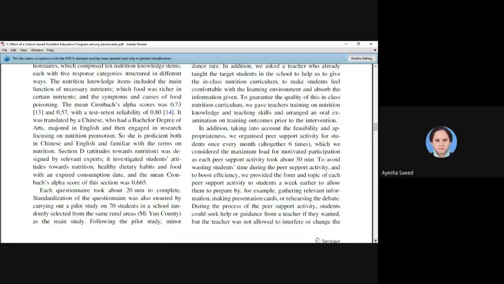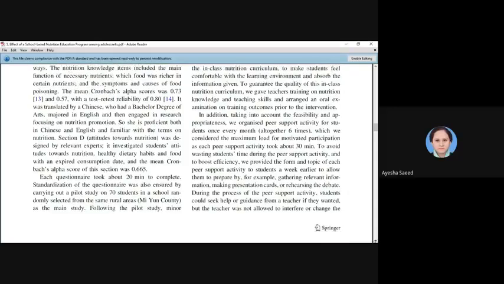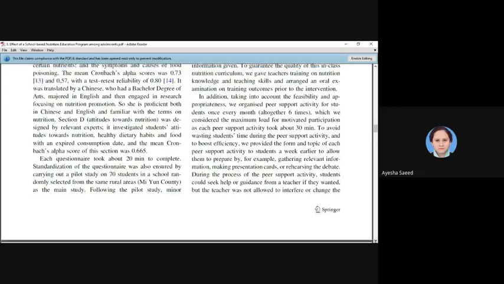Section D, attitudes towards nutrition, was designed by relevant experts. It investigated students' attitudes towards nutrition, health, and dietary habits, and food with an expired consumption date, and the mean Cronbach alpha score of this section was 0.665. So from this data, we can say that the questionnaire was a reliable questionnaire. Each questionnaire took about 20 minutes to complete.